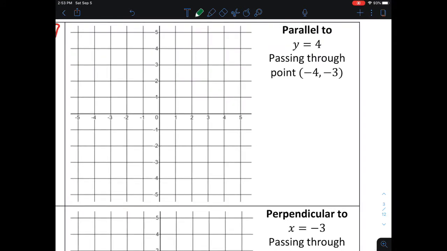Now let's do the same thing here. So I have a line that I want to be parallel to. I want to be parallel to the line y equals 4. And we saw a little earlier that if I have y equals a number, that's a horizontal line, which has a slope of 0. And so it crosses the y-axis at 4. And I'm drawing a line that passes straight through there to make that horizontal line.